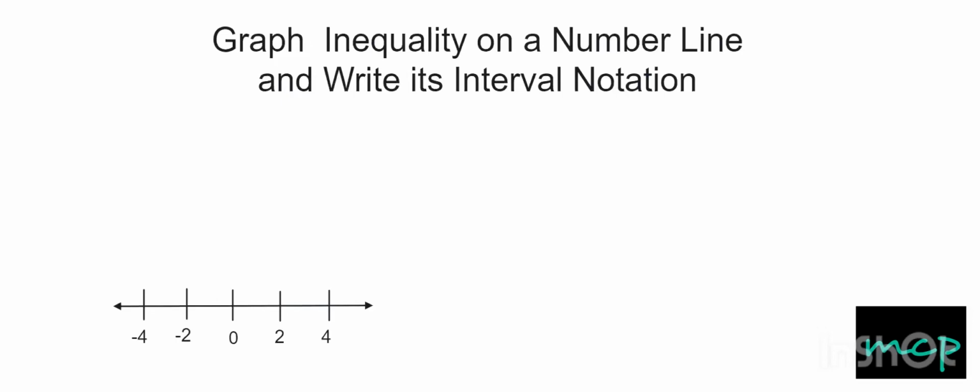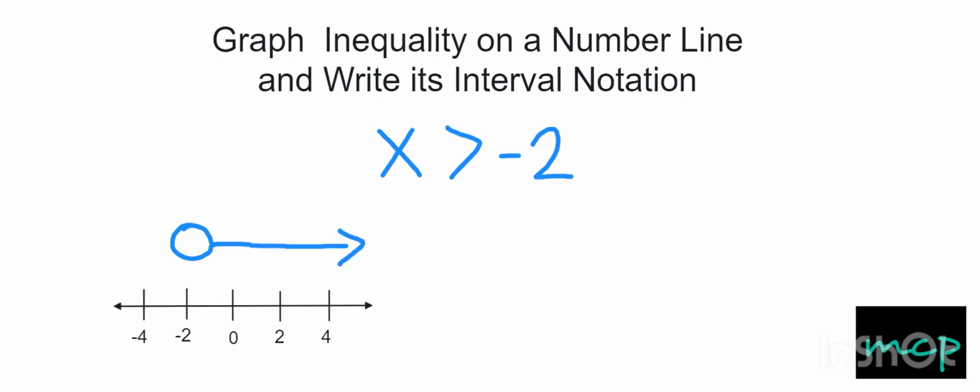Let us now graph the following inequality on a number line and write its corresponding interval notation. So let us start with x is greater than -2. Since this is greater than -2 and -2 is not included, we have to use an open circle. And since that is greater than, we have to make a line to the positive infinity. Okay, so that is the graph of x greater than -2.